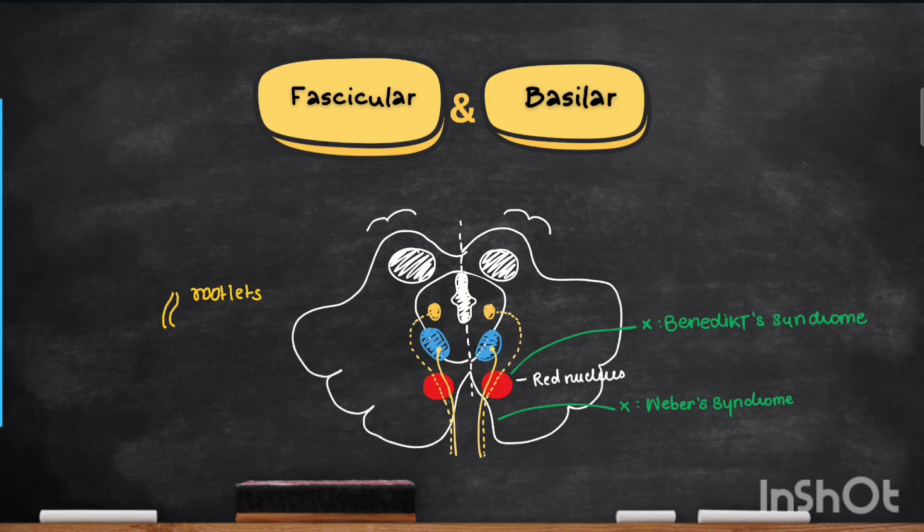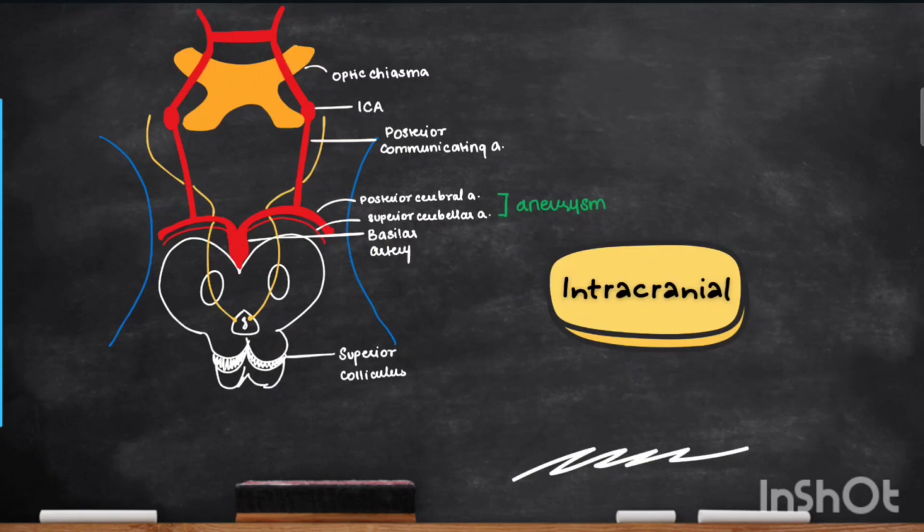Rootlets. So, as it is emerging out of the cerebral peduncle, these rootlets twist around each other and then fuse to form a flat nerve. That is the basilar part. Let's do a recap. Till now, we studied the fascicular and the basilar part.